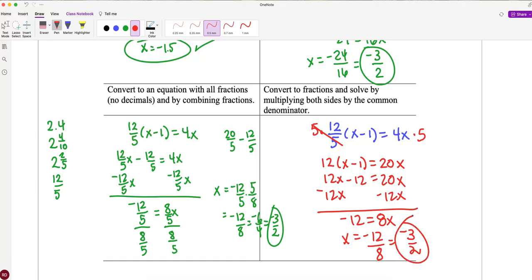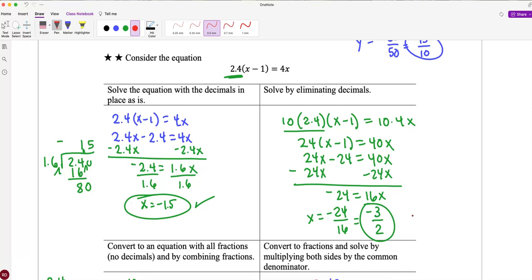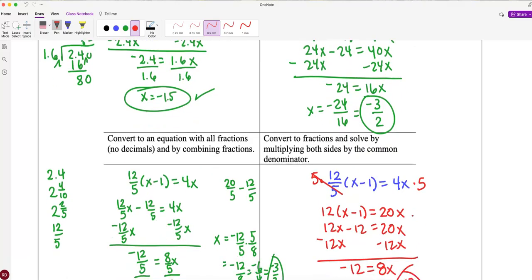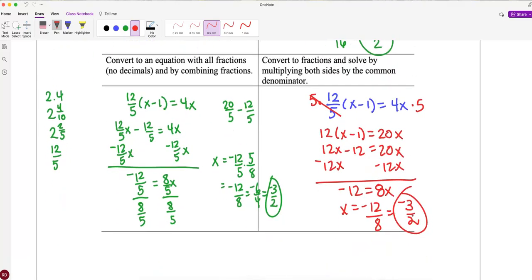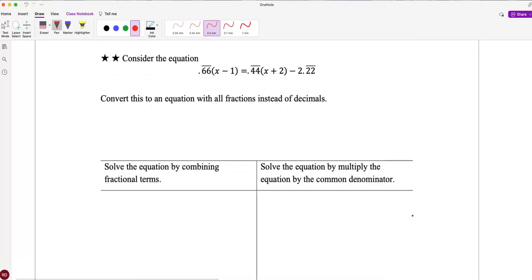So here, this is one of the big moments in this class this semester. It doesn't feel like it, but what I pulled together is we have solved equations just with working with decimals. We can eliminate decimals, we can work with fractions, or we can eliminate fractions. So understand that you can work problems all those different ways.